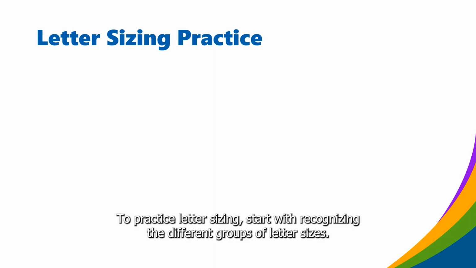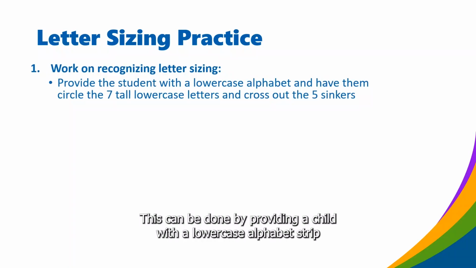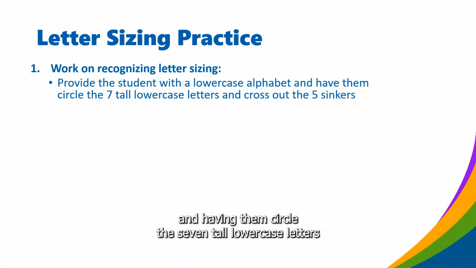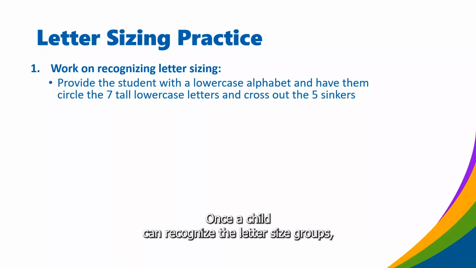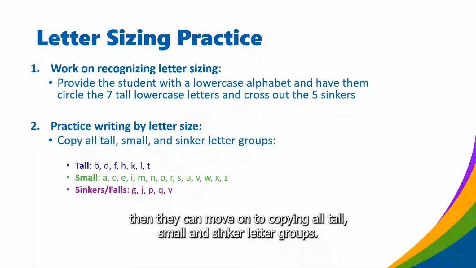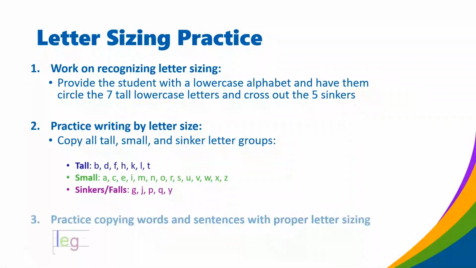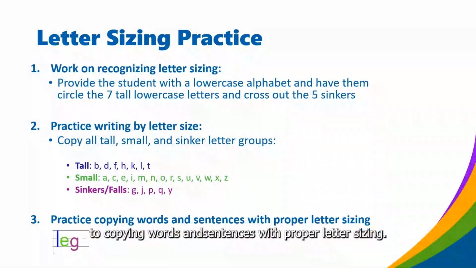To practice letter sizing, start with recognizing the different groups of letter sizes. This can be done by providing a child with a lowercase alphabet strip and having them circle the 7 tall lowercase letters and cross out the 5 sinker letters. Once a child can recognize the letter size groups, then they can move on to copying all tall, small, and sinker letter groups. And finally, a child can progress to copying words and sentences with proper letter sizing.